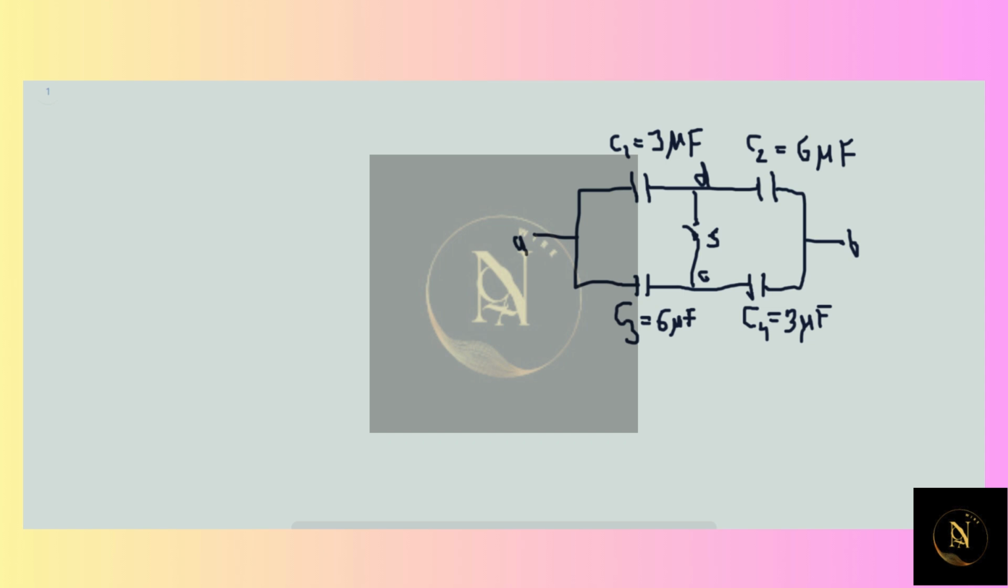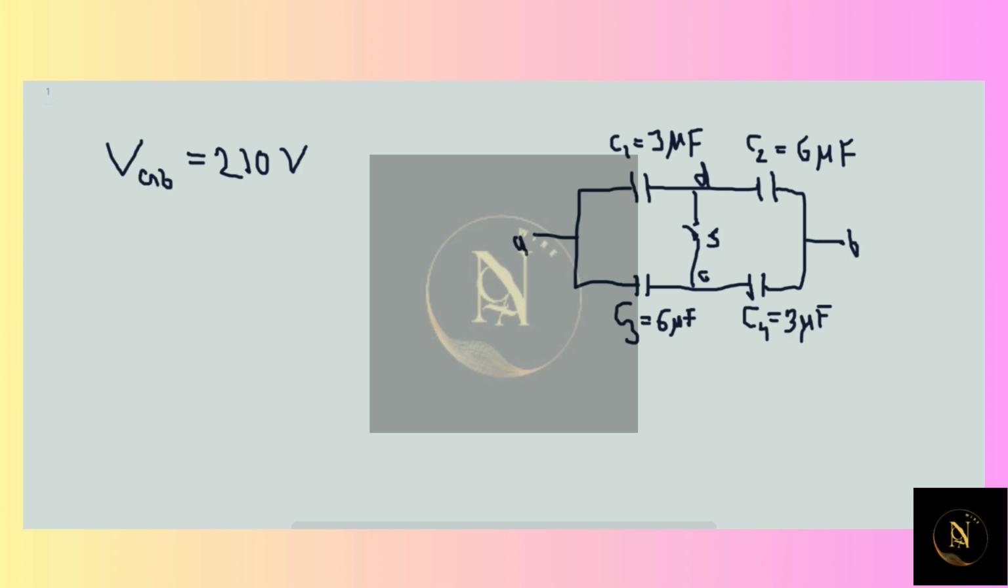It's given that the capacitors connected in this combination are initially uncharged, connected as shown with the switch open. So initially the switch is open. Then the applied potential difference between the points A and B is plus 210 volts. So this is the given information.